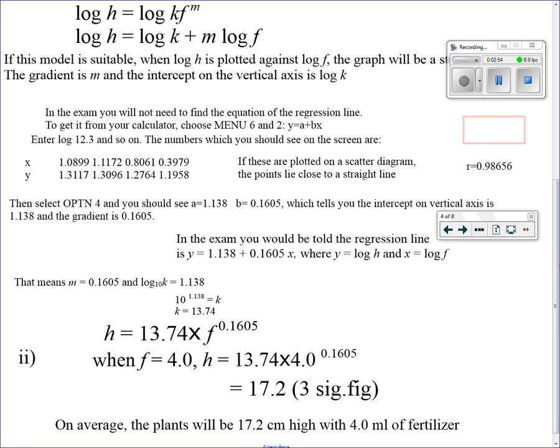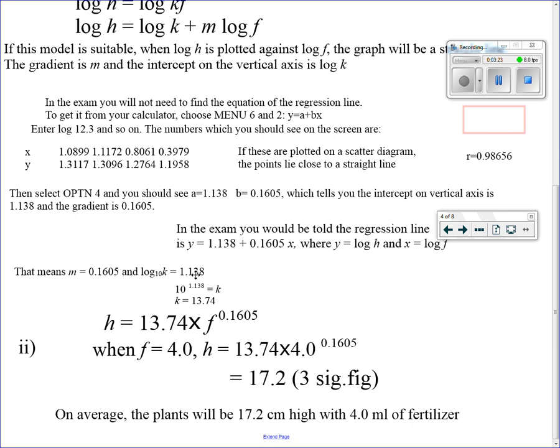So the gradient is 0.1605, and in our equation here, the gradient is m. So m is 0.1605. The intercept, 1.138, in our equation, that's the log of k. So log to base 10 of k is 1.138. So 10 to the power of 1.138 will give us k.